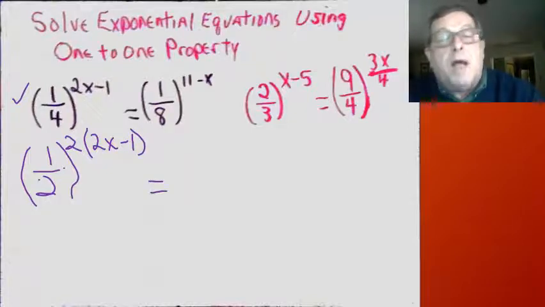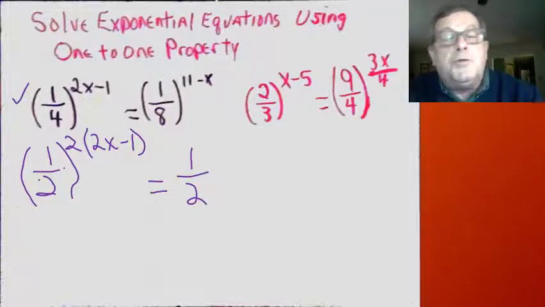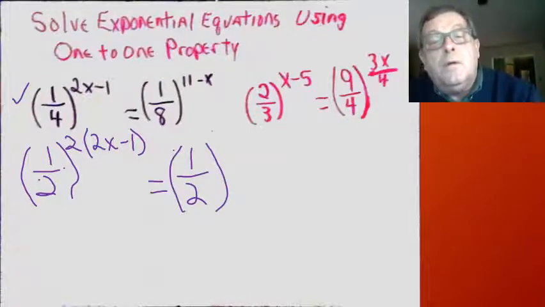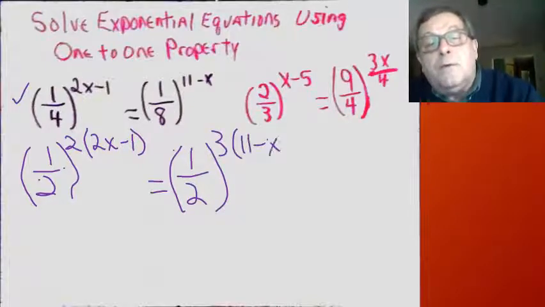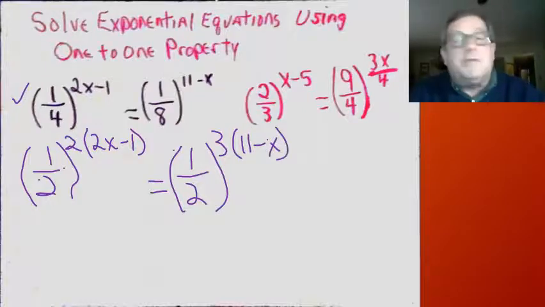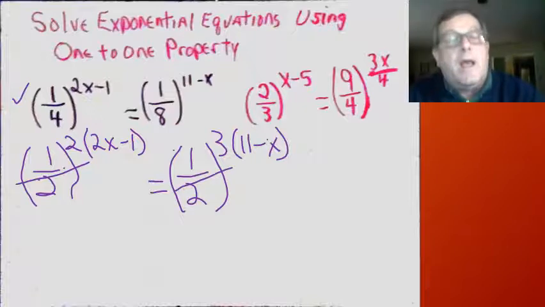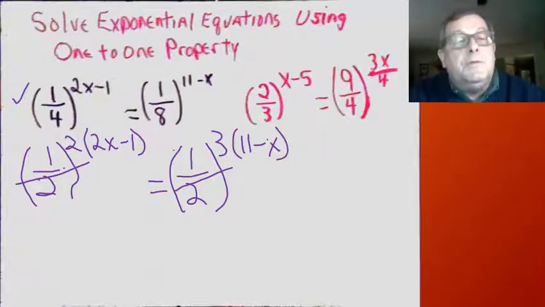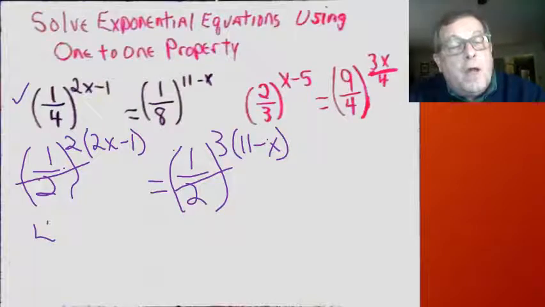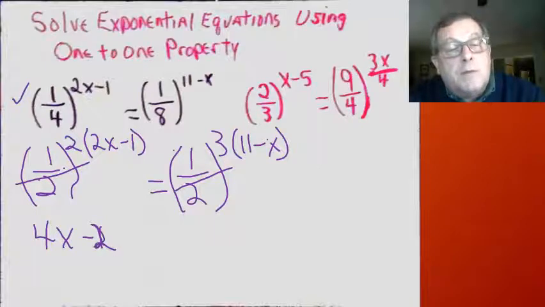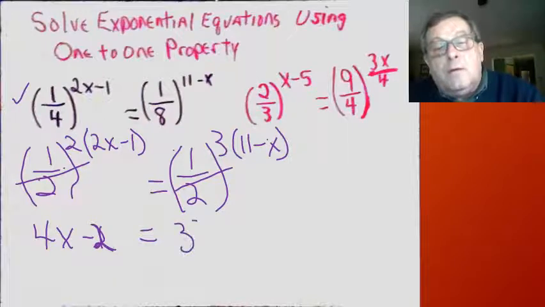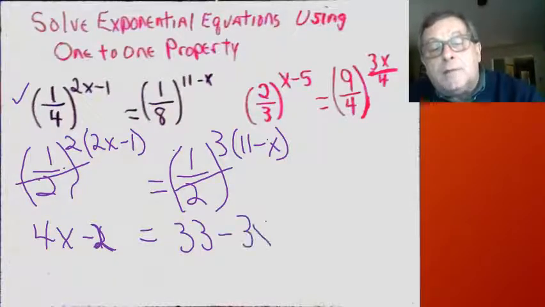And over here on the right side, you can probably see I can express that 1/8 as 1/2 cubed, raised to 3 times 11 minus x. Okay, so now I've got them to the same bases. I can now cancel the bases out. Let's go ahead and distribute that 2 to the 2x minus 1. That's going to give me 4x minus 2 equals, and we'll distribute the 3, 33 minus 3x.